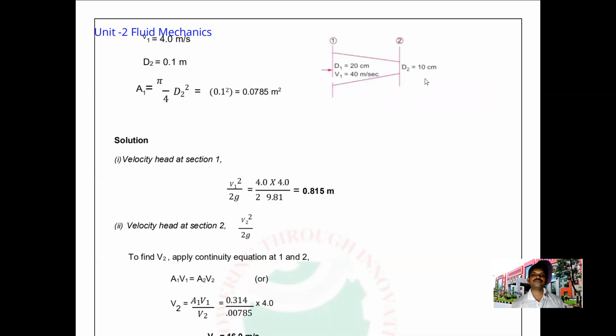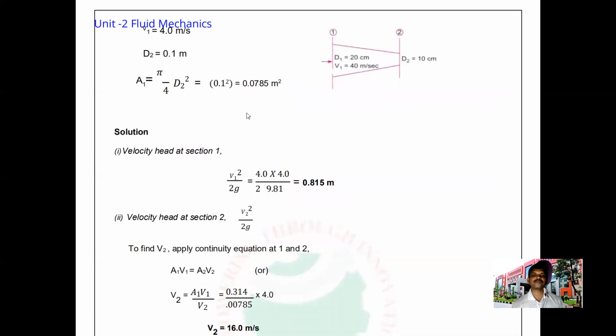We don't know that; we have to find it. So next come to D2. D2 is 10 centimeter or 0.1 meter. So A2, sorry, this is not A1, this is A2. A2 is pi by 4 into D2 square, which is 0.0785 meter square.